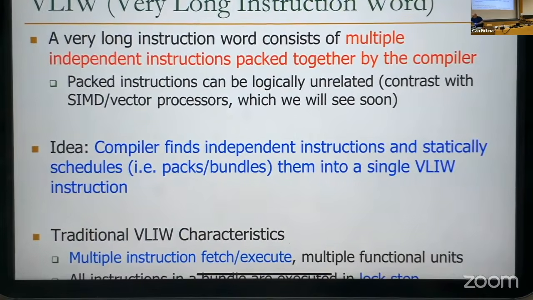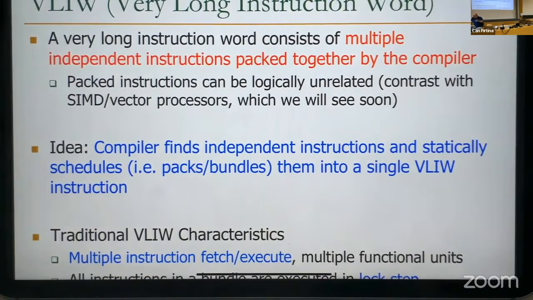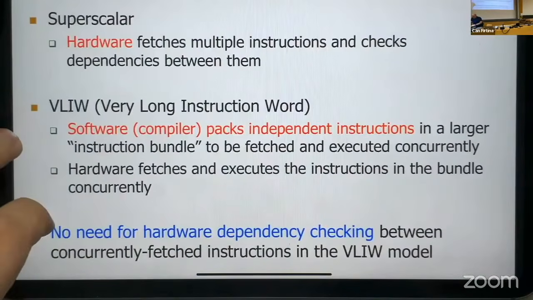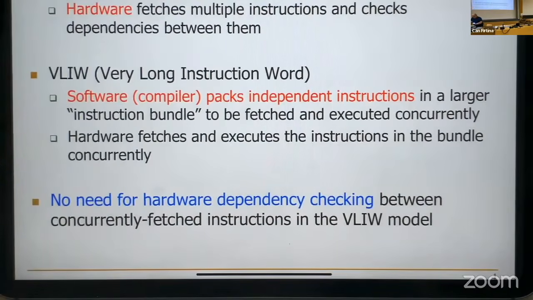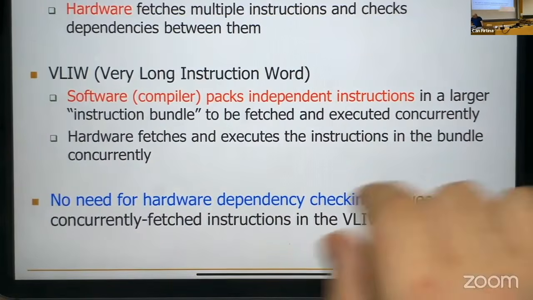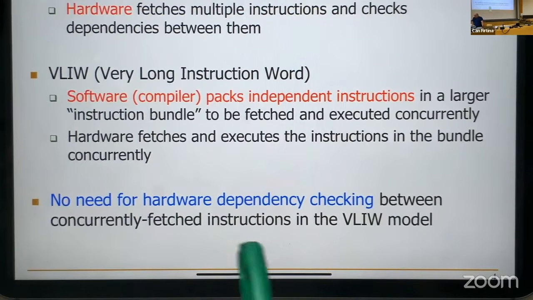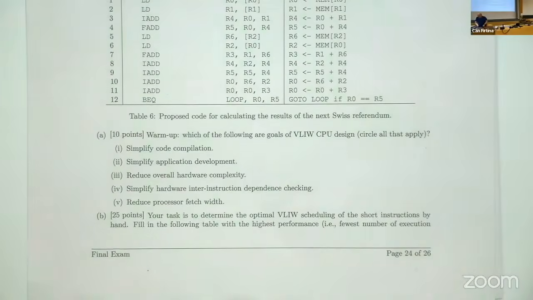And then also this first point here, a very long instruction word consists of multiple independent instructions packed together by the compiler. I'm just going to quickly scroll up here also. Yes, so a couple of slides back, we also have these important sentences. The hardware fetches and executes the instructions in the bundle concurrently. And crucially also, there is no need for hardware dependency checking. Keep in mind, this is because the compiler itself is taking care of this for you. So there is no dependency checking on the hardware between concurrently fetched instructions in the VLIW model. So with this in mind, I think we can come back to our warm-up question here.